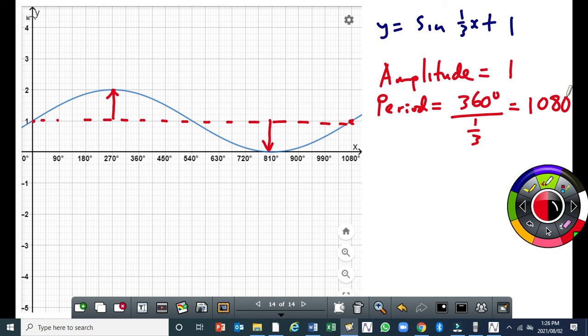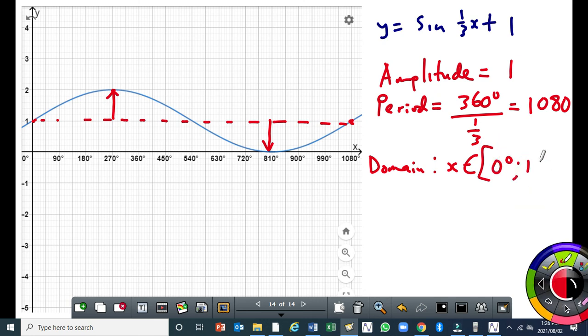So this is a full sine graph, from here all the way up to there. That's the sine graph. So period is 1080. The domain, if x is an element, we are starting from 0 degrees up to 1080 degrees. The range, okay, the range is going to be y is an element, and the minimum value of y is here. It's a 0. The maximum is a 2.